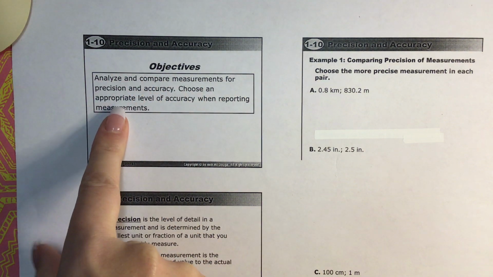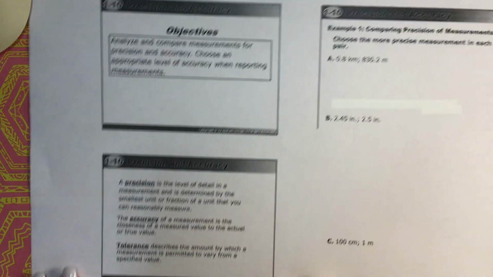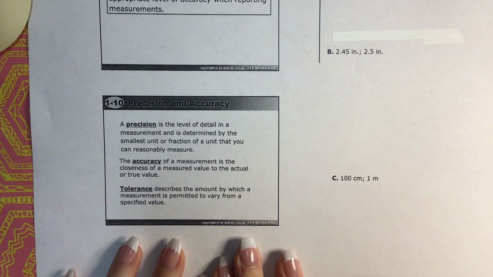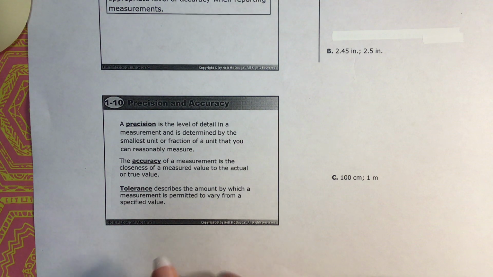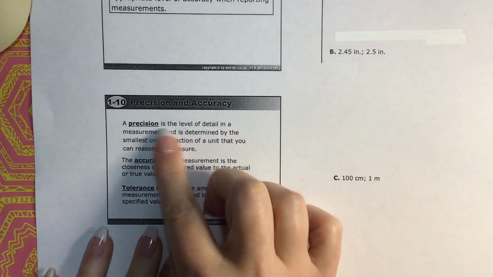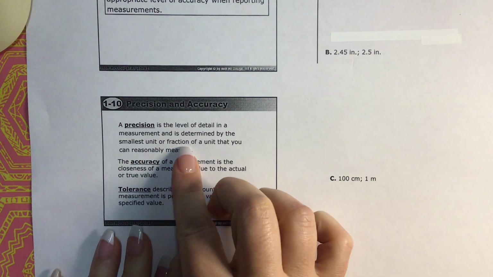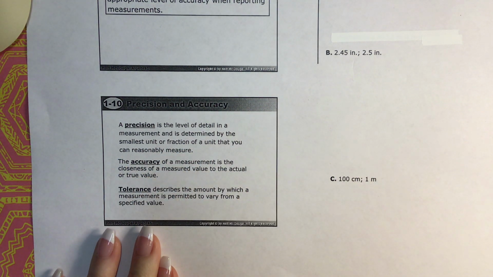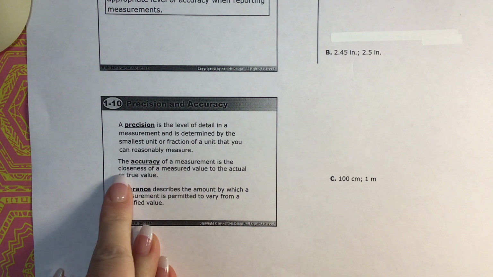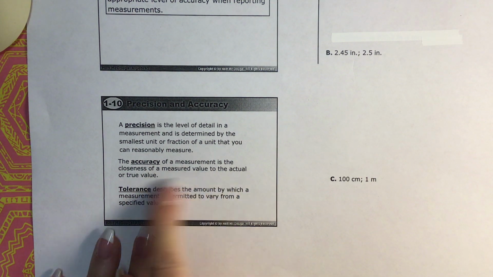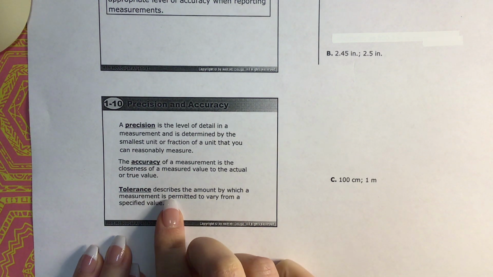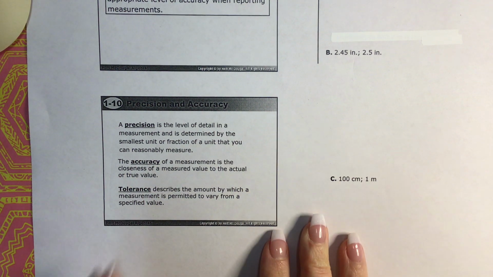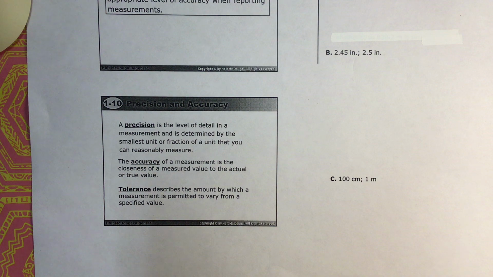There are a lot of different terms and terminology in here, so let's go ahead and define those terms. One of the terms is precision, another is accuracy, and the third is tolerance. I'm just going to read through all of them first. Precision is the level of detail in a measurement and is determined by the smallest unit or fraction of a unit that you can reasonably measure. Accuracy of a measurement is the closeness of a measured value to the actual or true value. And third, tolerance describes the amount by which a measurement is permitted to vary from a specified value.